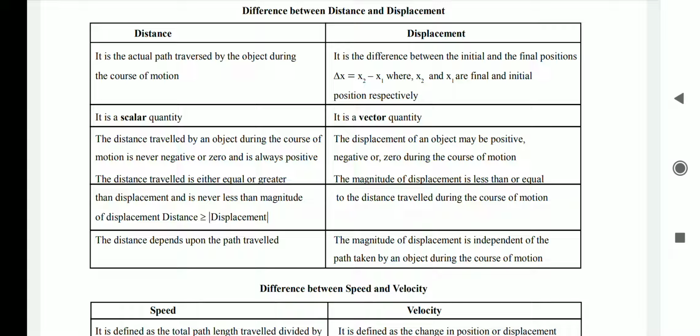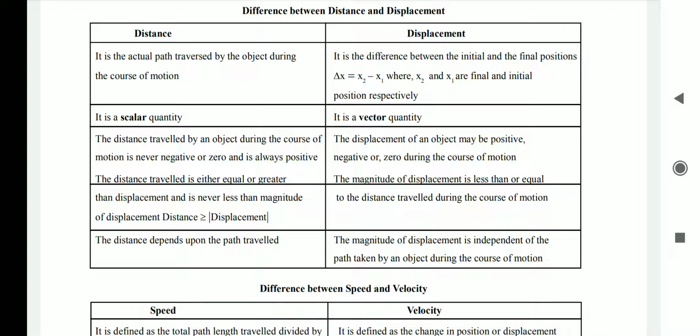Third, distance traveled by an object during the motion can never be negative or zero. It is always positive, whereas the displacement of an object may be positive, negative or zero during the motion.